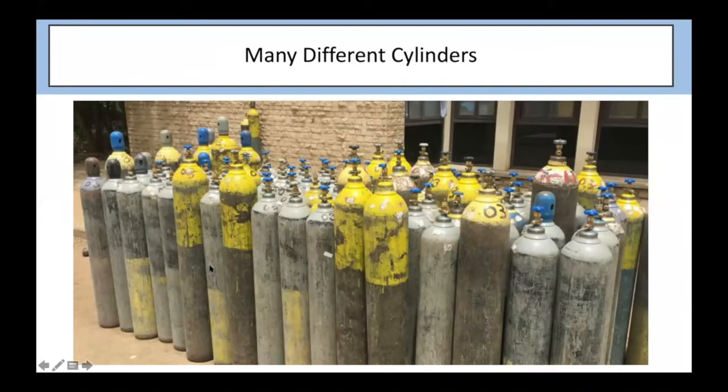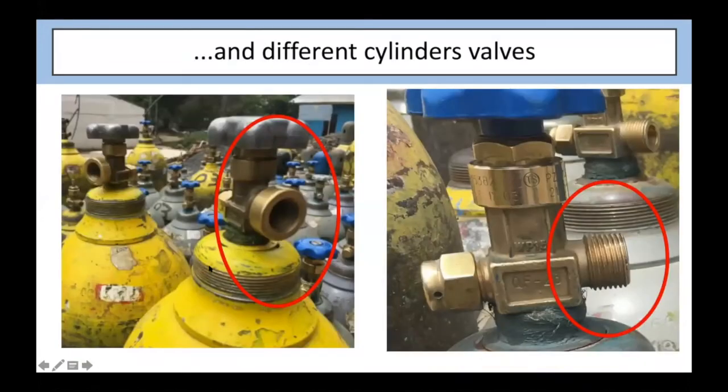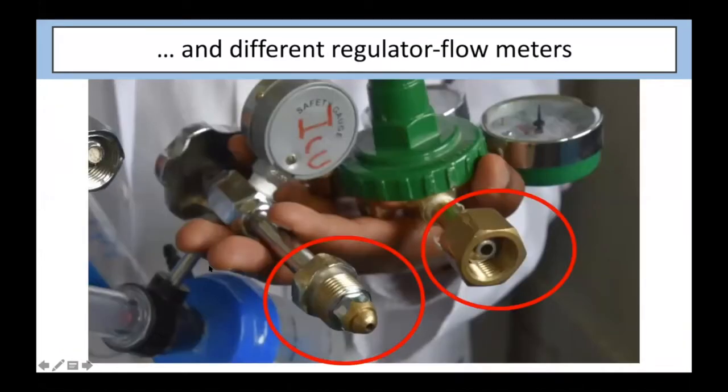We want to manage them, but not only are they different in size and volume, they're also different in the type of valves that they have. This is important for the end user because the end user is going to need to be sure that they have the right device to connect to the cylinder. And we see that the devices are different.